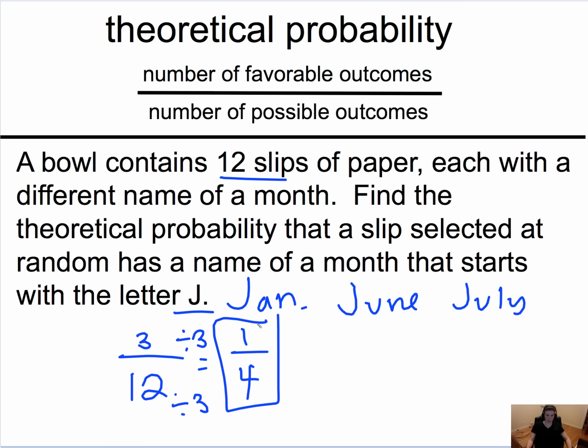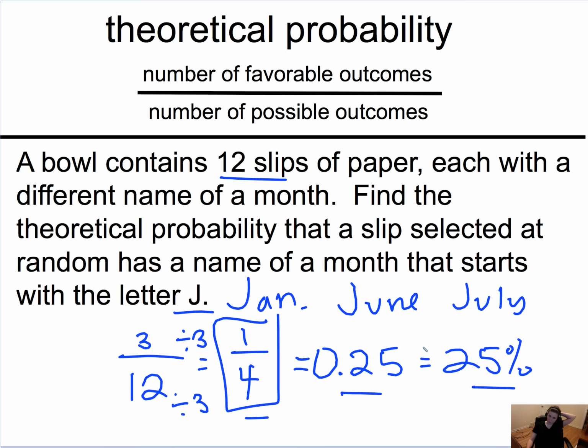Now here I would leave it as 1/4, but sometimes they will ask you to change it to a decimal. So in that case, you would just do 1 divided by 4, which would be 25 hundredths. And if they ask you to change it to a percentage, multiply that by 100 and you would have 25%. Again, it would clarify in the question whether they want a fraction, a decimal, or a percent.